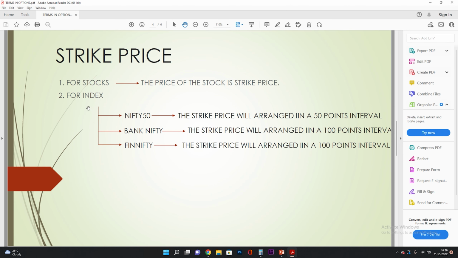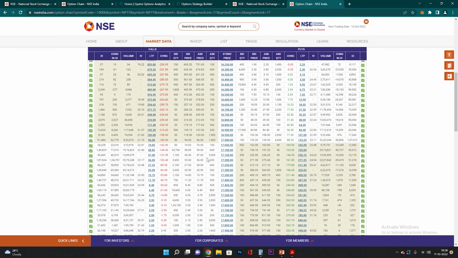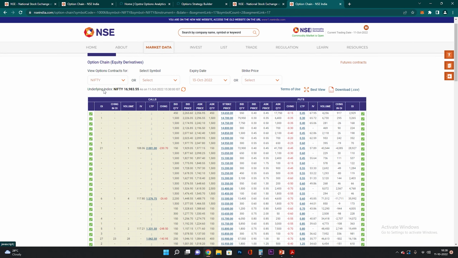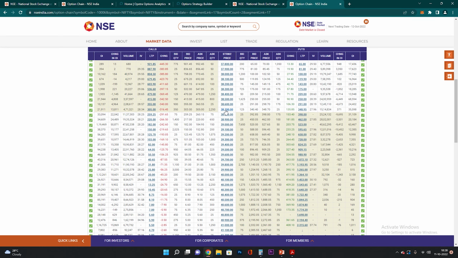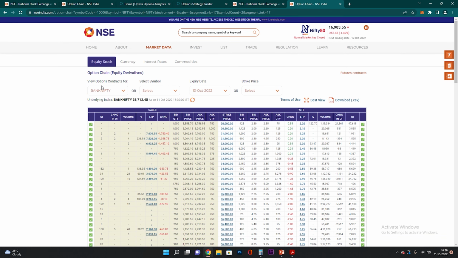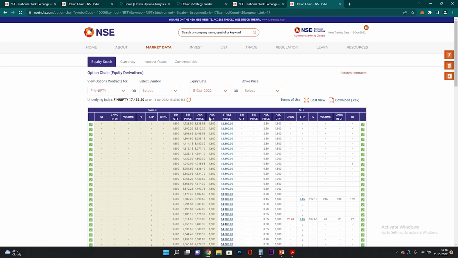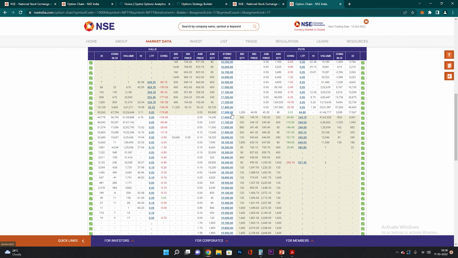Next, for index, the Nifty 50, the strike prices will be arranged in a 50 points interval. See, 17,000, 17,050, 17,100, 150, 200, likewise. In case of Bank Nifty, the strike prices will be arranged in a 100 points interval. 38,700, 3800, 38,900, and it keeps going on. And for Fin Nifty, same 100 points. 17,500, 600, 700, 17,700, 17,800, likewise.